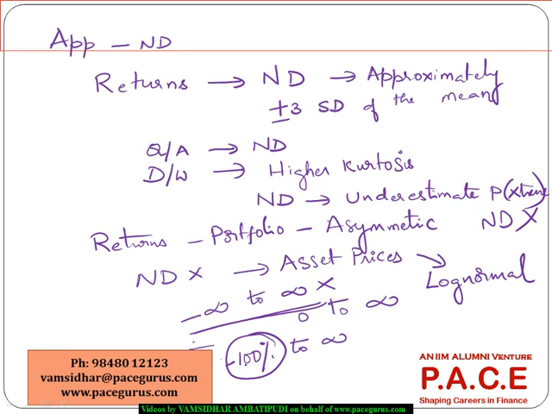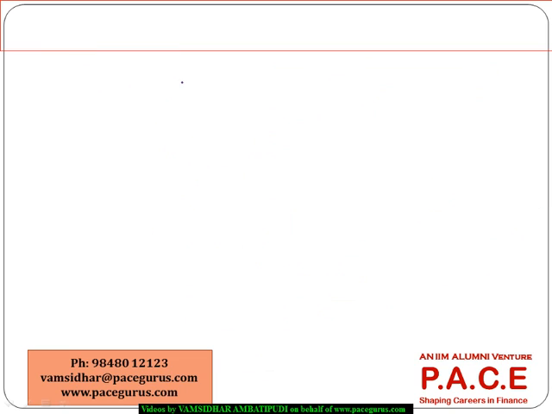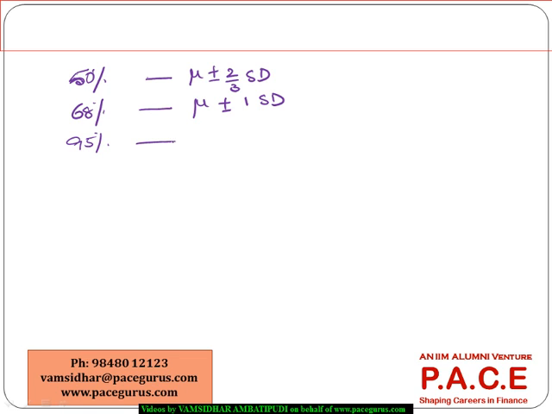And coming to a few more important things relating to the normal distribution, approximately 50% of the observations lie between the mean plus or minus 2/3 standard deviations. Similarly, 68% of the observations lie between the mean plus or minus 1 standard deviation. 95% of the observations lie between the mean plus or minus 1.96 standard deviations.